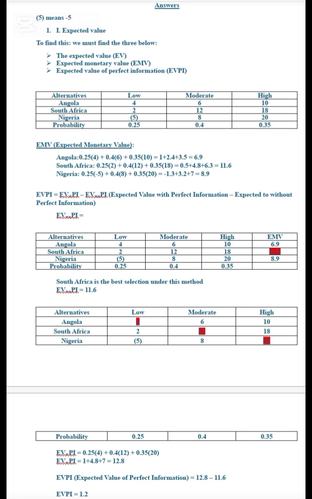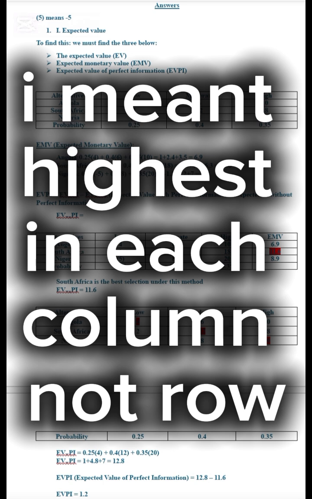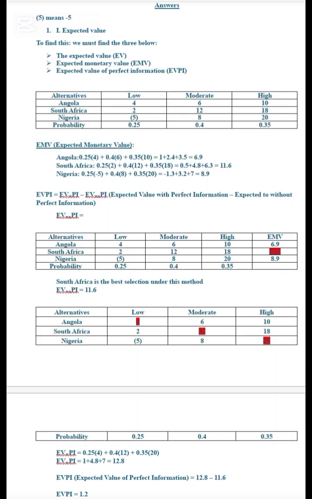Then the next thing, the way we did before: that 11.6 is already your expected value without perfect information. We check for expected value with perfect information by checking the highest in each row. The first row is 4, the second row is 12, and the third row is 20. When we do all that, we get 12.8, and from there we subtract the one without perfect information, which is 11.6 and was also EMV. So 12.8 minus 11.6, the expected value of perfect information, is 1.2. So that is it.